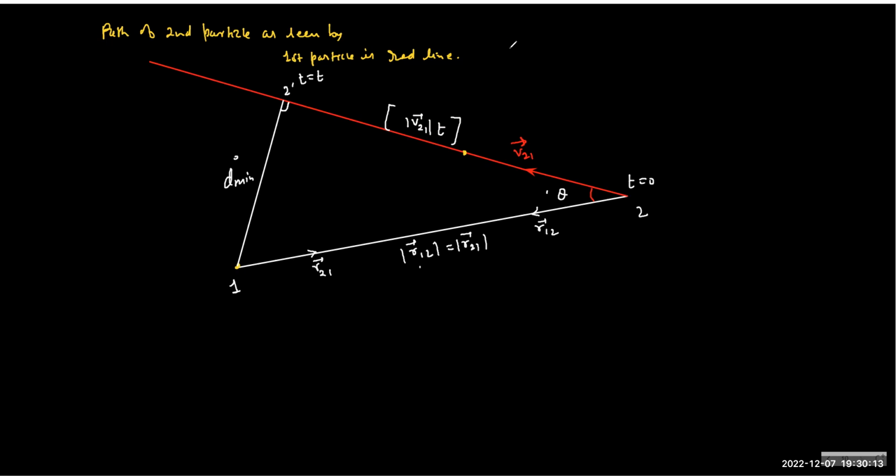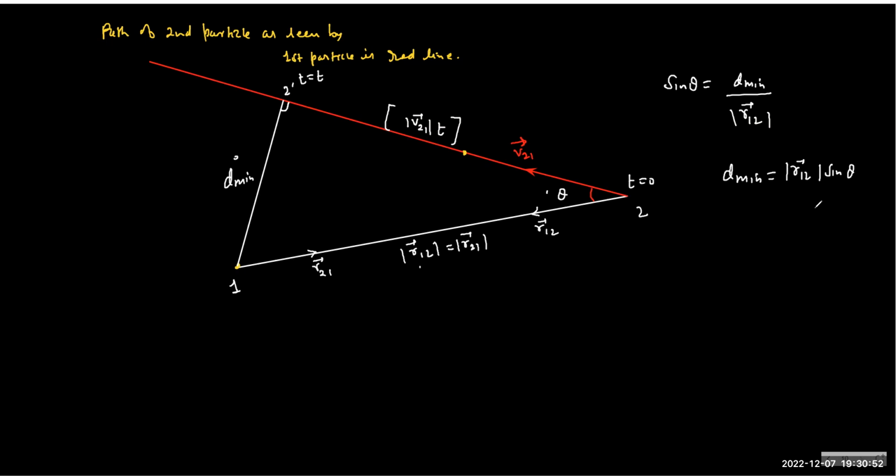Tan theta equals D minimum by R12. Is it tan theta? So sine theta. Sine theta is how much? D minimum by R12, or R21, whatever you can say. I will take R12 because of some reason. So we got D minimum equals R12 into sine theta.